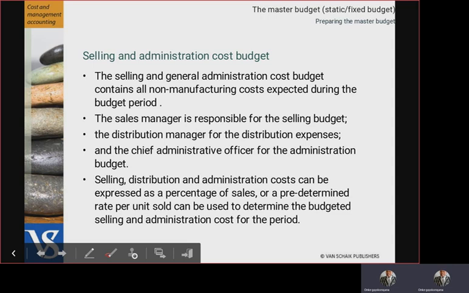They say that the selling and general administrative cost budget contains all non-manufacturing costs expected during the budget period. The sales manager is responsible for the selling budget, the distribution manager for the distribution expenses, and the chief administrative officer for the administration budget. Selling, distribution, and administrative cost can be expressed as a percentage of sales, or a predetermined rate per unit sold can be used to determine the budgeted selling and administrative cost per period. So this is one of the easiest budgets that we have.